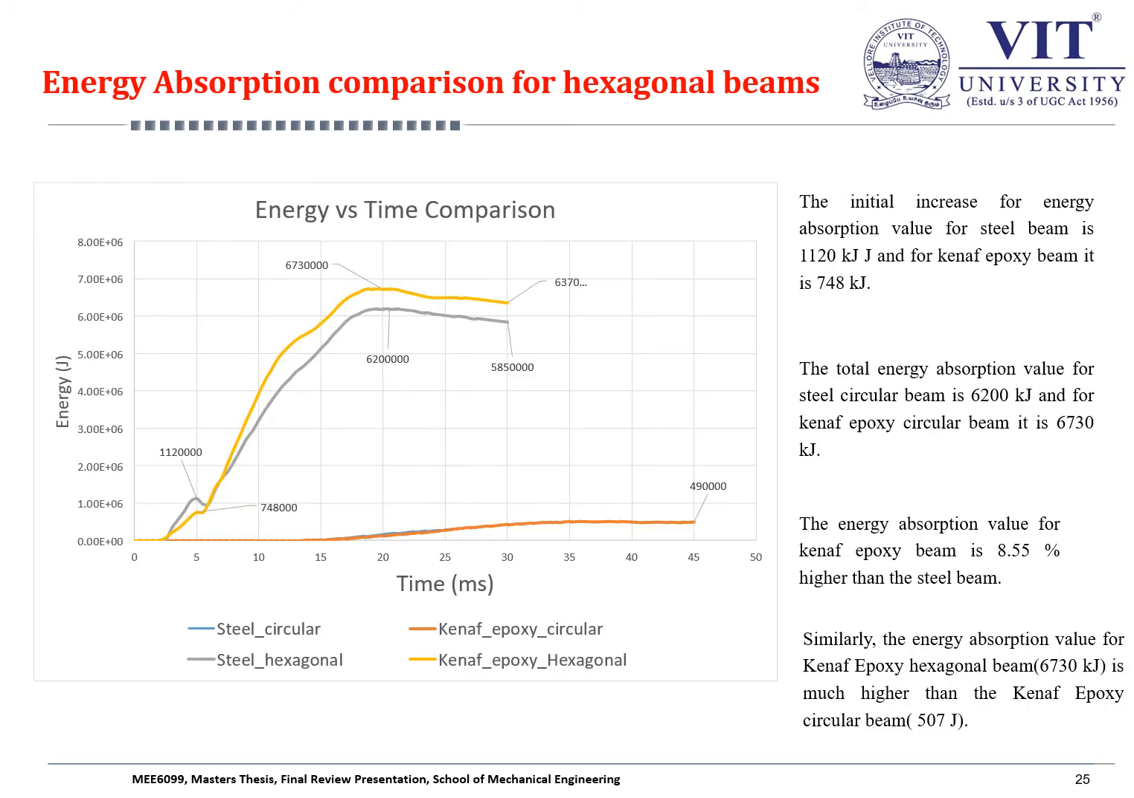Similarly, the energy absorption comparison has been done for hexagonal beams, and it is understood that the total energy absorption value for the steel beam is 6,200 kilojoules, whereas for the canap epoxy hexagonal beam it is 6,730 kilojoules. So the energy absorption value for the canap epoxy beam is 8.55% higher than that of the steel beam. Also, it is understood that the circular beams have much lower crashworthiness properties than hexagonal beams.